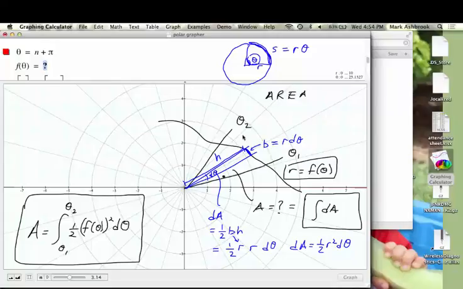Questions on that? Does it make sense? So again, we're summing up a bunch of these triangular slivers as theta increases from theta 1 to theta 2. Each one of those is the area of a triangle. The height of the triangle is just the radius. The base of the triangle is this little arc length right here, which is just distance times angle, r d theta. So we get 1/2 r d theta times r, or 1/2 r squared d theta. There it is. And we know that r is a function of theta.